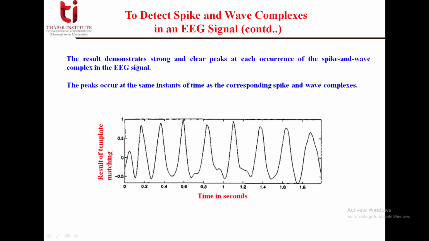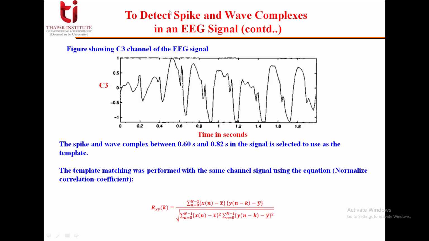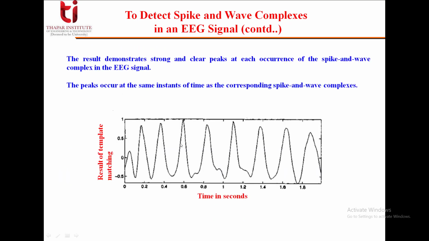The result demonstrates strong and clear peaks at each occurrence of the spike and wave complex in the EEG signal. The peaks occur at the same instants of time as the corresponding spike and wave complexes. You can compare the two. Let's suppose here we have 0.2, then we have this at around 0.6, or you can have it at 1. So you can check here that we have the corresponding spike and wave peaks.